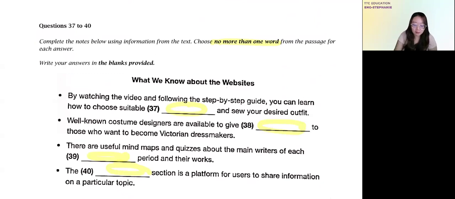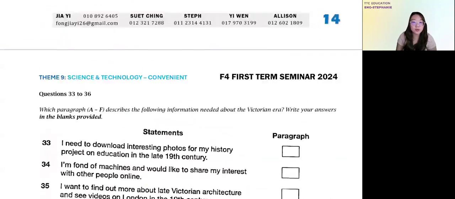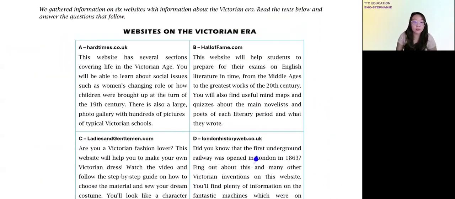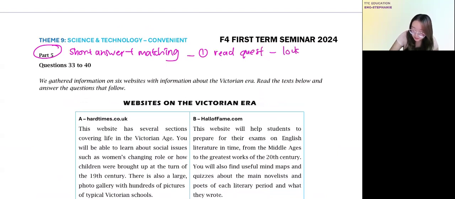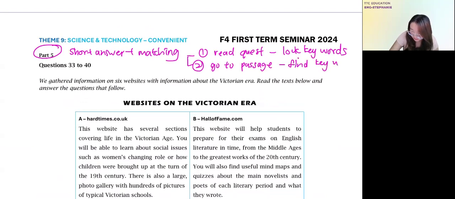All right. But I think the fortunate side is because most of the time they will try to use a very similar kind of sentence to prompt you so that you know where it is exactly from the paragraph. Okay, so for this, my tips is, again, read question first, then log keywords. All right. Secondly, go to your passage or paragraph, then find keywords. And the very last one, answer accordingly.